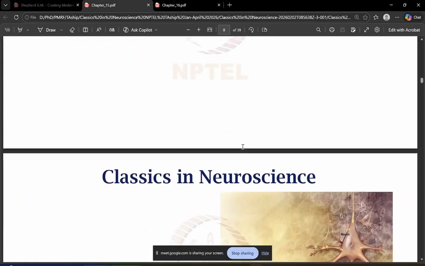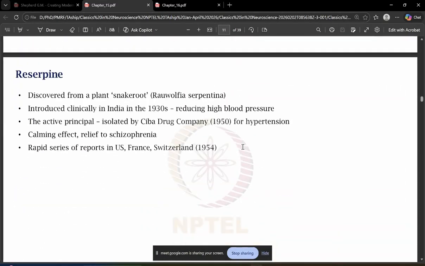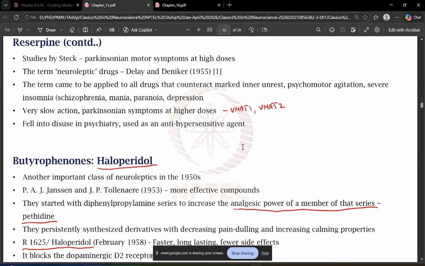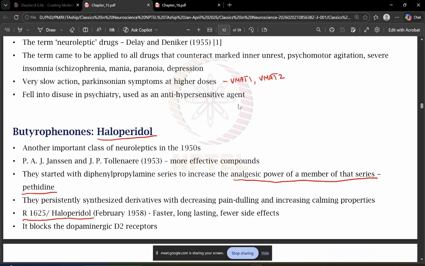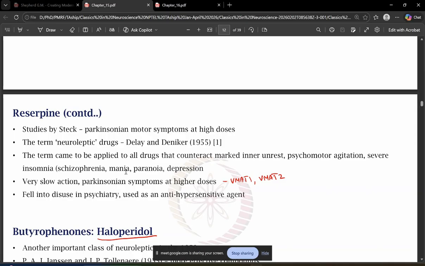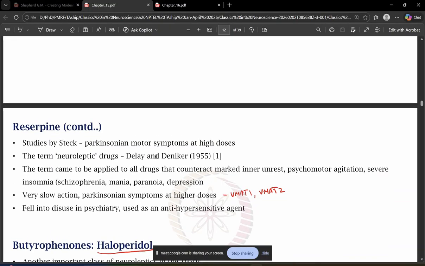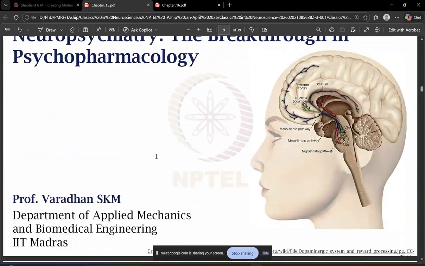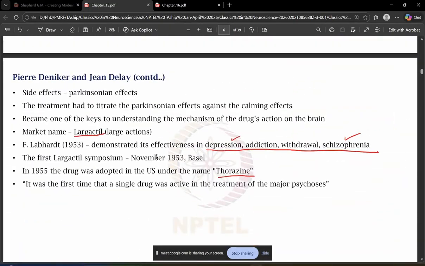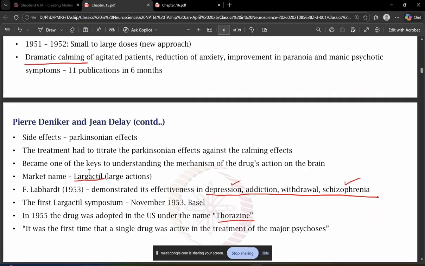Before going to reserpine, let me discuss chlorpromazine a little more.